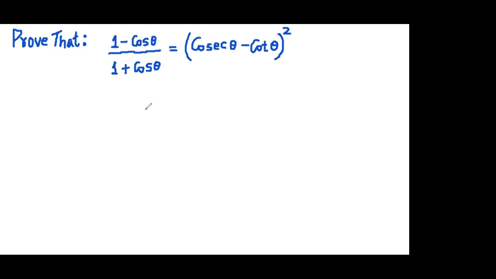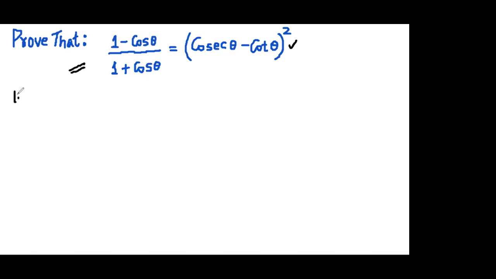Hello, in this video, we will solve one more example related with trigonometric identities. The given question is (1 minus cos theta) by (1 plus cos theta) is equal to (cosec theta minus cot theta) whole square. We have to prove it. So we will start from the left hand side.